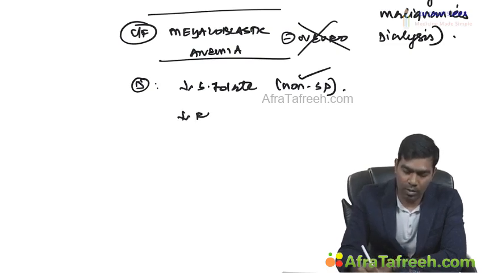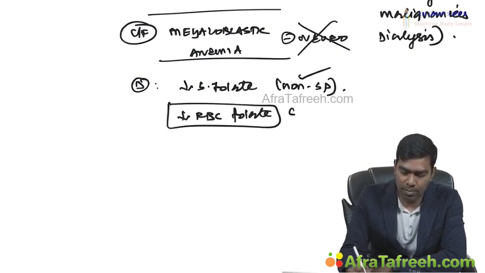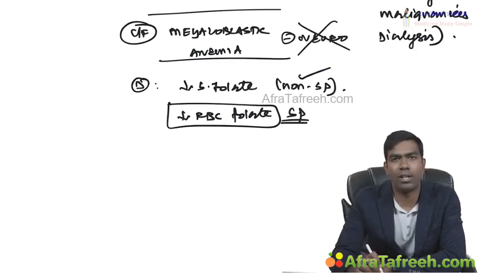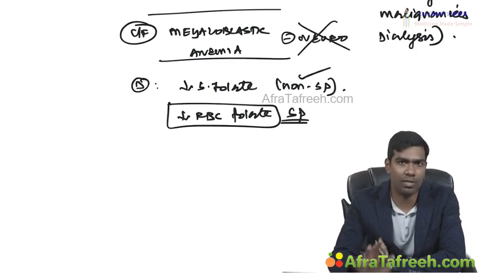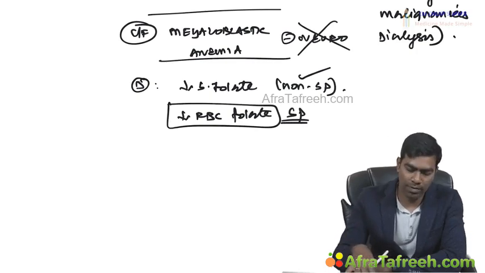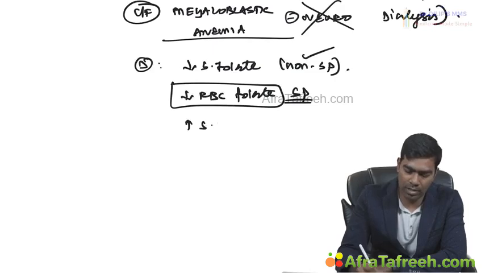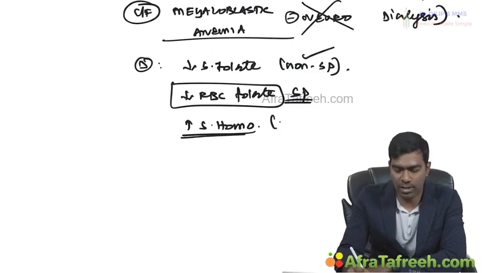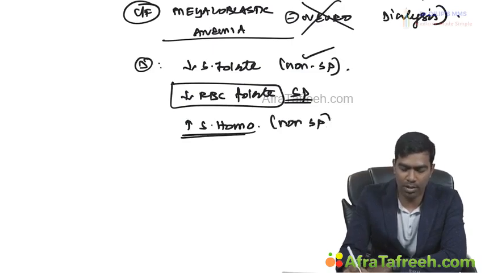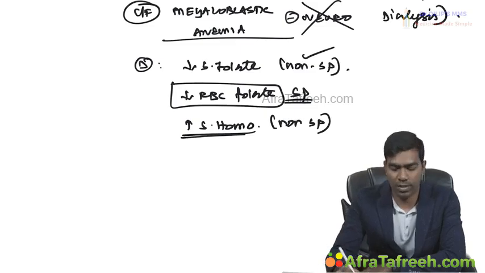And the second one, reduced RBC folate. And this is what is very important. This is really specific but not done very commonly. Reduced RBC folate typically tells you the tissue folate level, so it is actually quite specific for folate deficiency. And the third one, increased serum homocysteine. Very important, but remember, this is again non-specific because it can happen in B12 deficiency also.